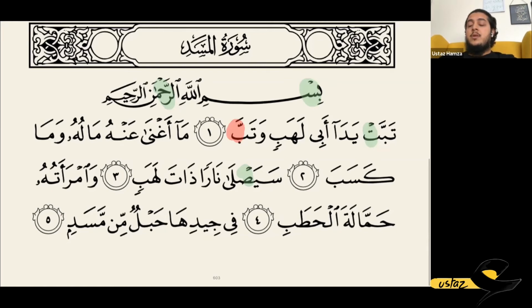I want to go over this qalqala today, inshallah. Watab. Why is it that this is the only one that we say watab? All the rest of them are okay.